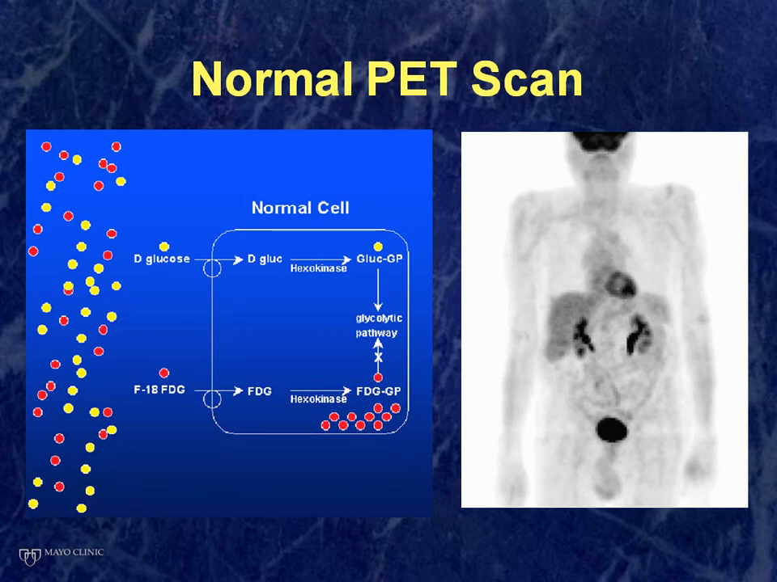So when we put people in a PET scanner, we can see that the brain, an obligate glucose user, which can only get energy from glucose, shows up. We see the heart because it's pumping all the time and it often uses glucose. We see a little bit in the liver, and we see the kidneys and then the bladder.